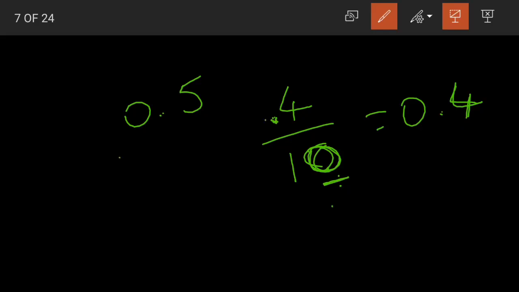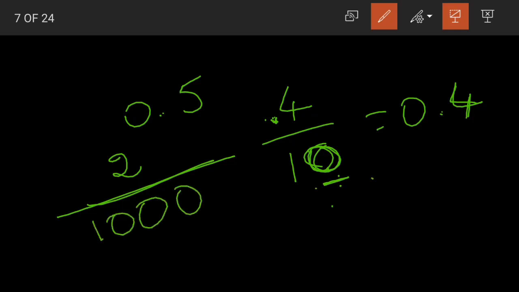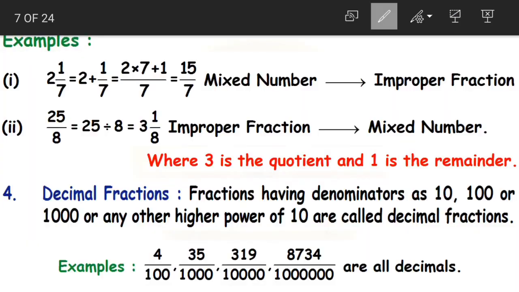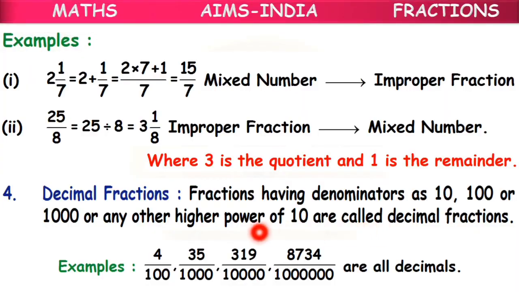So whenever we have a fraction which has any number to the power of 10, say 10, 100, 1000, 10,000, lakhs or any number to the power of 10 as its denominator, it is called a decimal fraction. Yes, students, a fraction having any number to the power of 10 as its denominator is called a decimal fraction.